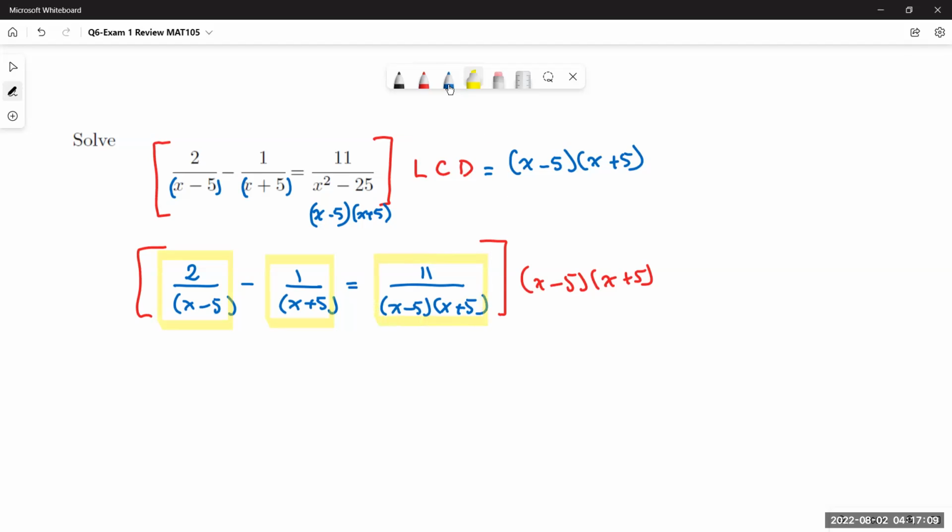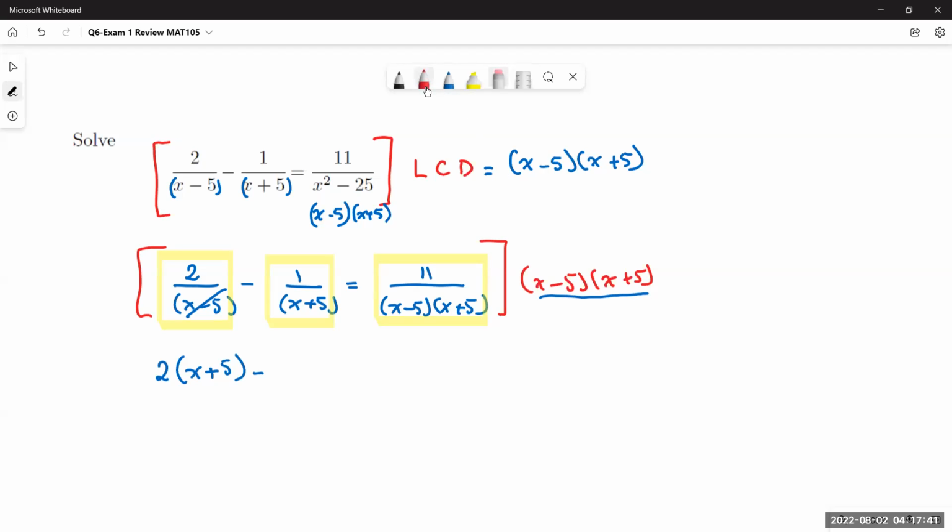And what's going to happen whenever we multiply x minus 5 times x plus 5 times the first term, we divide first and then multiply. So first of all, we cancel out the x minus 5, because one is on the top and one on the bottom, and whatever remains we multiply by 2. So this is going to give me 2 times x plus 5. So that's for the first term, and we're going to do the same thing for the other terms.